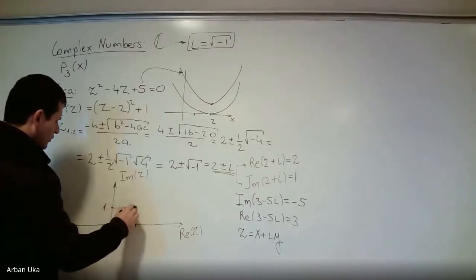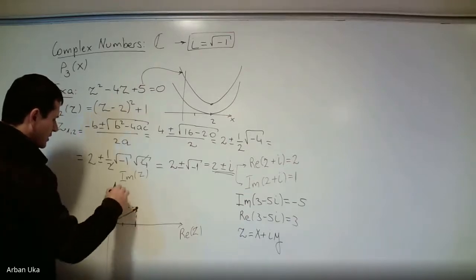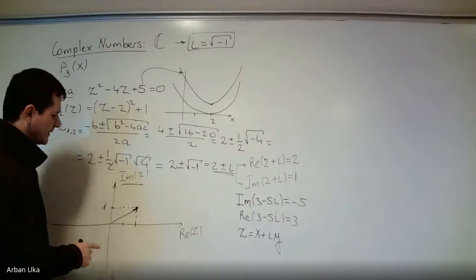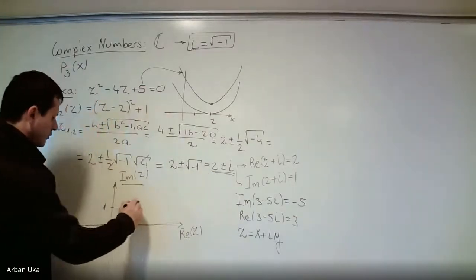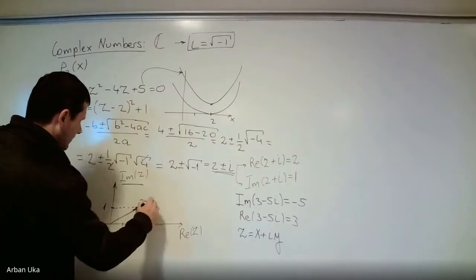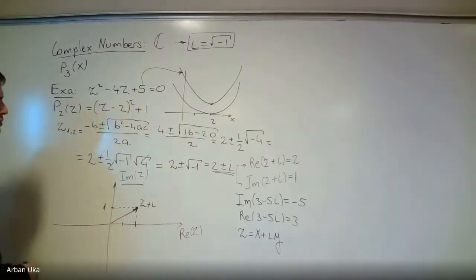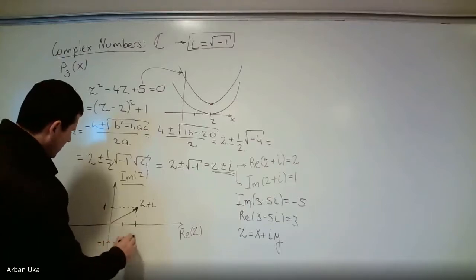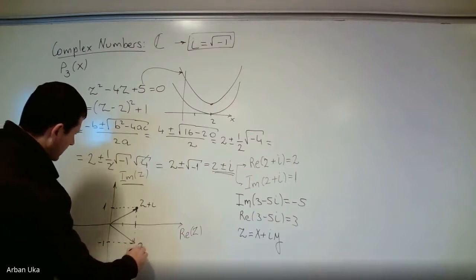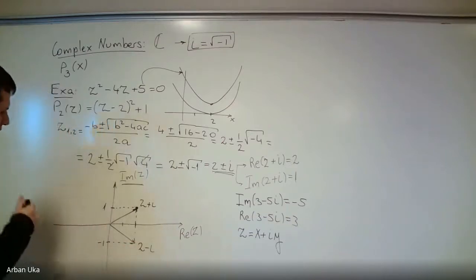So if it is here 1, one of the solutions, which is shown here, this is the imaginary part, this is the number 2 plus i, and we have also the other root, which is 2 minus i. This is minus 1, and 2 minus i, here we have it, okay? 2 minus i, that's good.